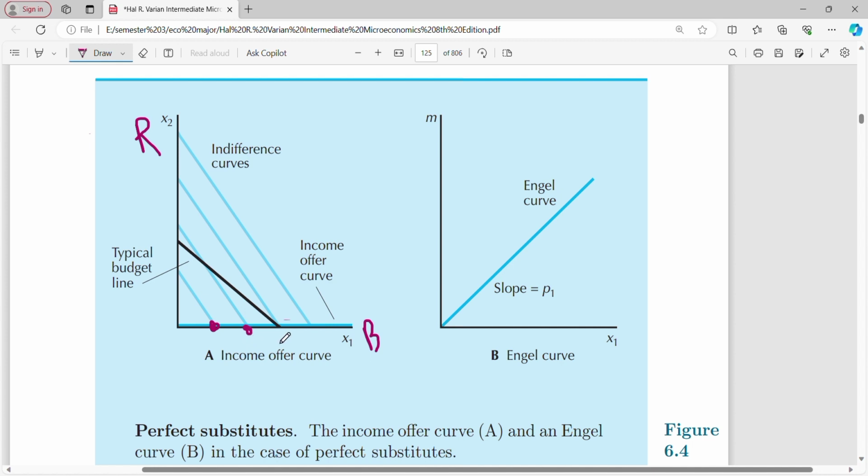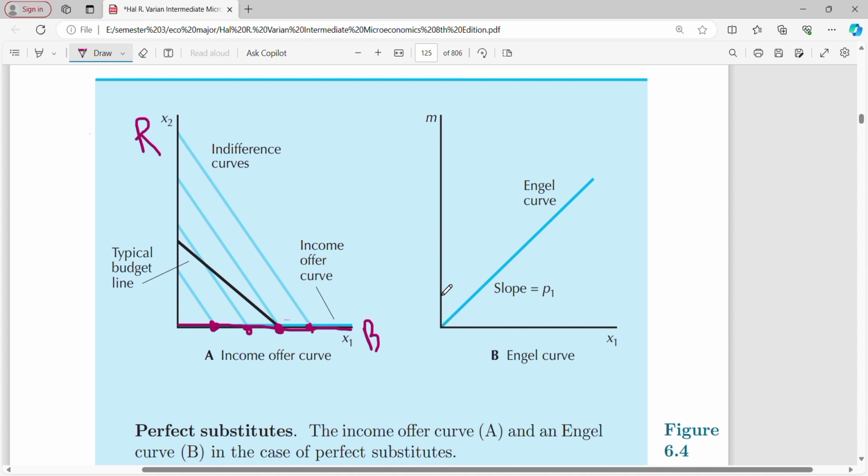So it will be on the x-axis only, because he is just buying bundles which only have the blue pencil, that is good X1, and connecting these bundles is the income offer curve. So for perfect substitutes, if P2 is greater than P1, the consumer specializes in consuming good one only. As income increases, the consumption of good one increases, so the income offer curve will be on the horizontal axis.